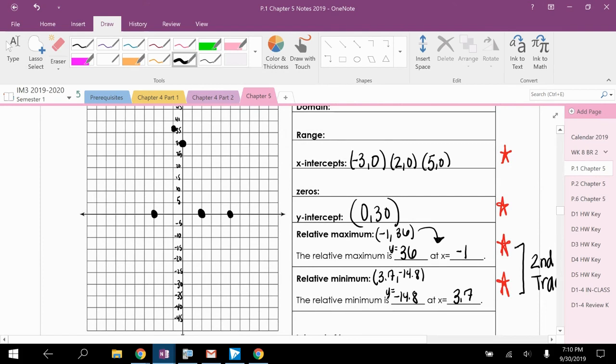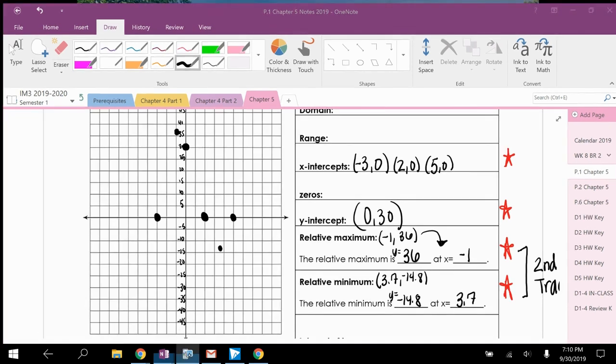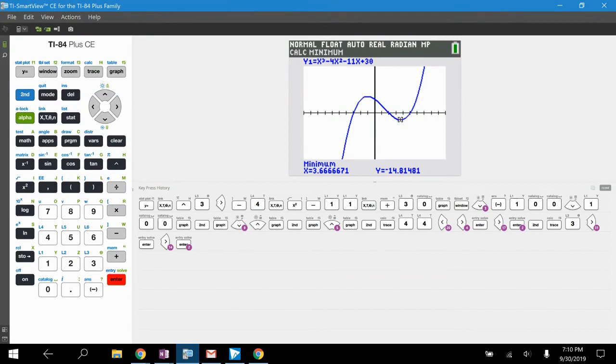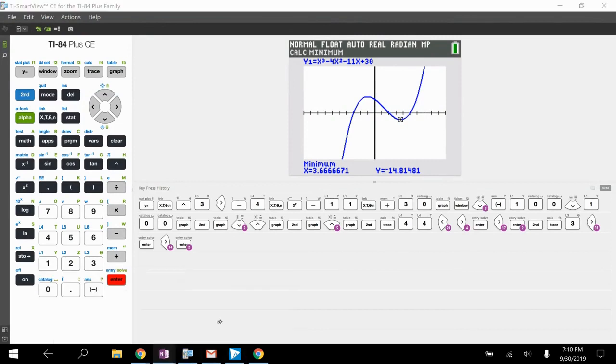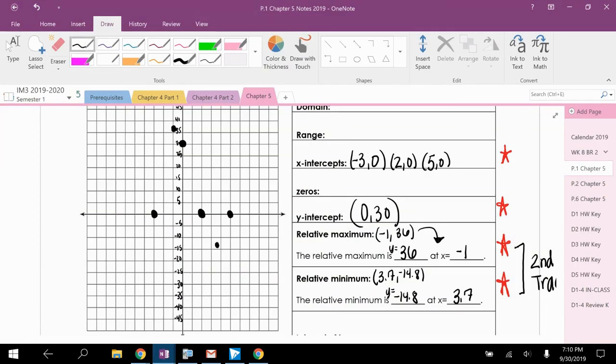Okay, and then we have the relative min, which is 3.7, so 1, 2, 3, about right here, and then down 14.8. So here's 15, so maybe around there. It doesn't have to be perfect, but somewhere around there. So now we have all 4 things that we need to graph this. And again, maybe refer back to your calculator to see the shape when you draw it in. Okay, so I'm going to graph this out. I'm going to connect the dots.